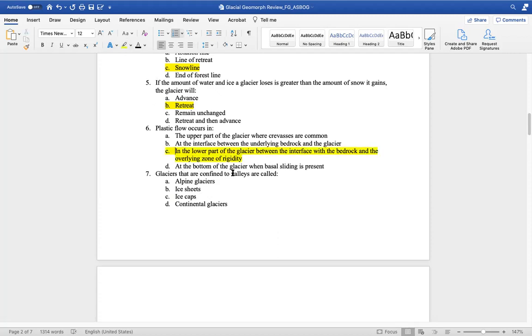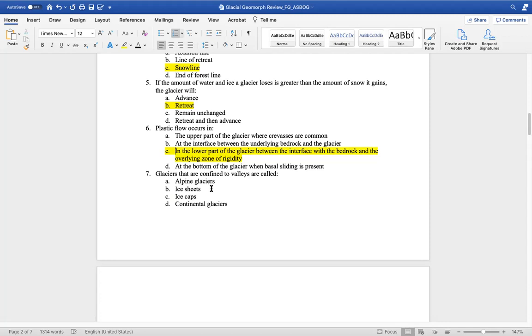Glaciers that are confined to valleys are called alpine glaciers, ice sheets, ice caps, or continental glaciers. So ice sheets, ice caps, and continental glaciers all go together. So ice sheets and ice caps are continental glaciers. The difference between these two, between B and C, is their size. So ice sheets are very massive. They are greater than 50,000 square kilometers.